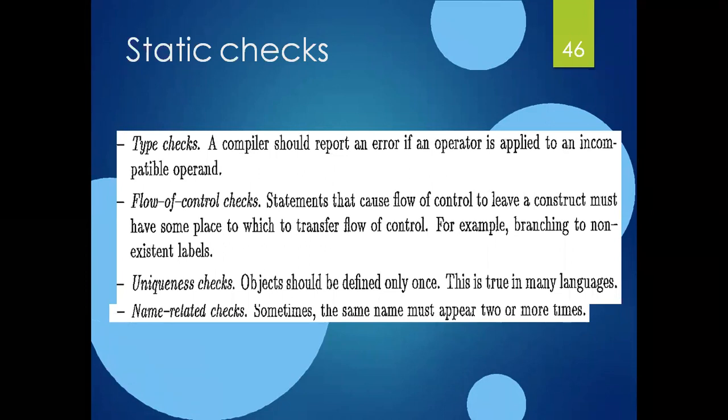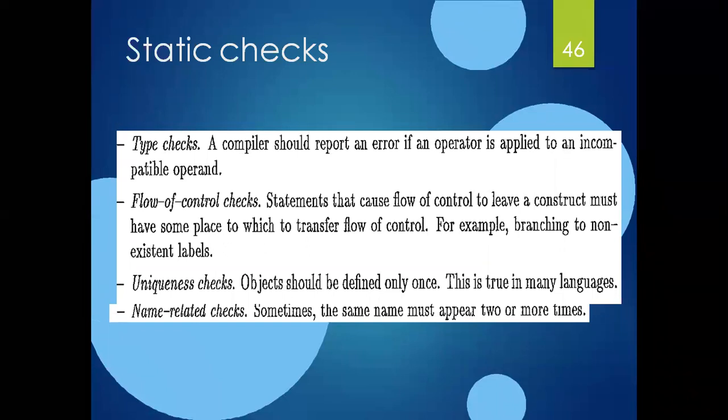Initially, to detect the errors we are performing all these. And what do flow of control checks mean? Some statements cause the flow of control to leave a construct, for example branching to non-existent labels. If you know the concept of a directed acyclic graph or data flow graphs, there we can see such flow of control checks. And what does the uniqueness check mean? Whatever objects we define should be defined only once, and this is true in many languages.